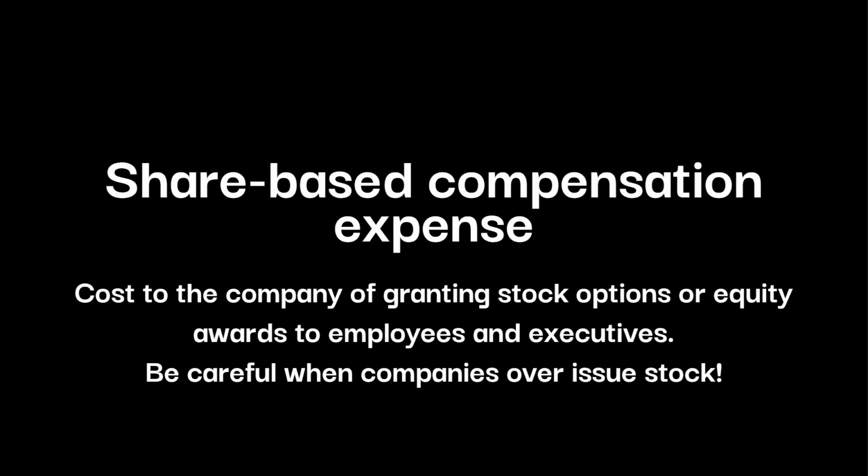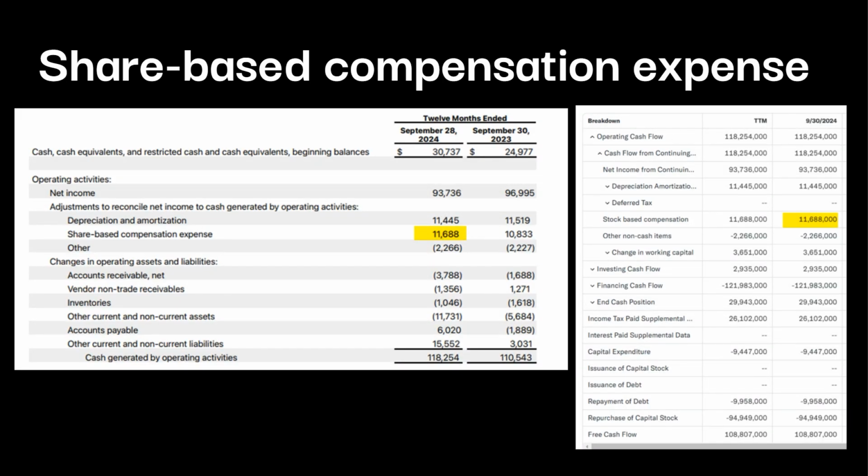All right, so share-based compensation expense. This is the cost of the company granting stock options or equity awards to employees and executives. And you have to also be super careful when companies overissue stock. And I should probably mention also coders, because a ton of coders do get stock options when they join a company. And you can see over here, share-based compensation expense, 11,688, and it's the same on Yahoo.